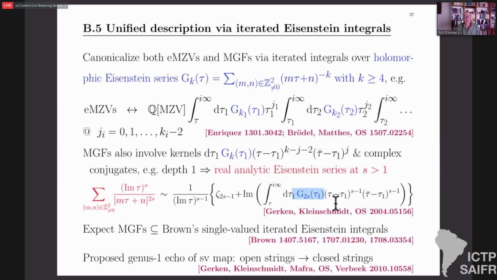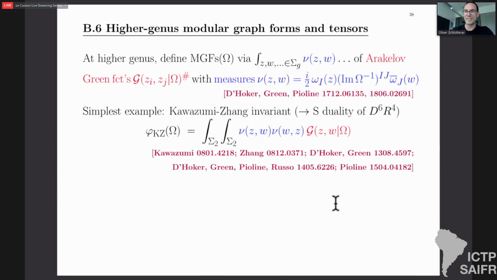These iterated integrals are what helps you to go from open to closed strings at genus 1. And we want to do similar things at higher genus. So let me give you a schematic impression of what modular graph forms at higher genus are, approximately.